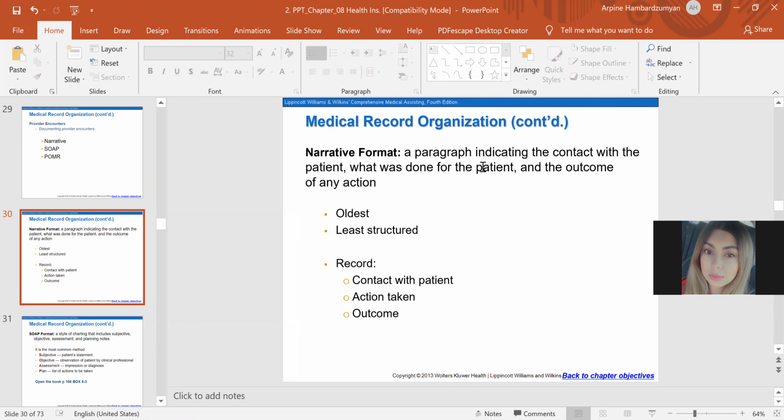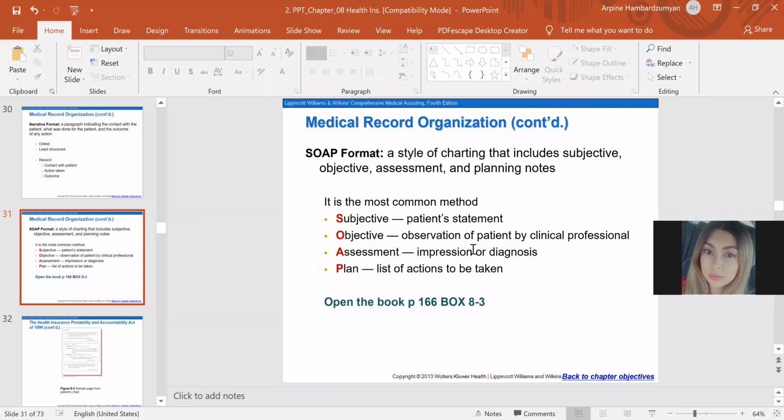Narrative format is like telling a story from the oldest to the least, with little structure. We write that the patient came, we did this, we did that. SOAP format is the most used method nowadays. SOAP means subjective, objective, assessment, and plan. In your homework, you are required to write in the patient medical record the information about the patient in SOAP format.